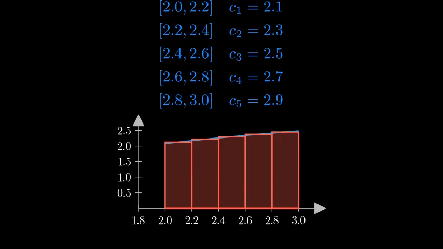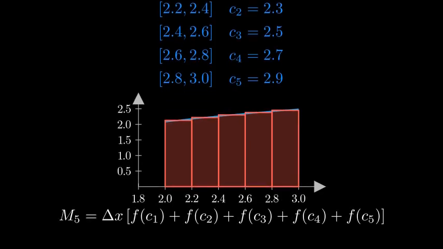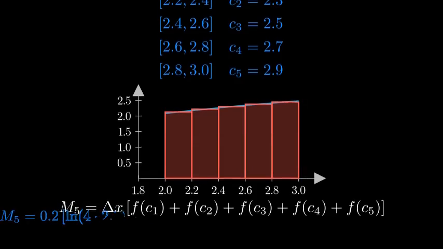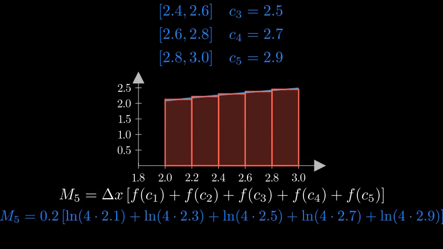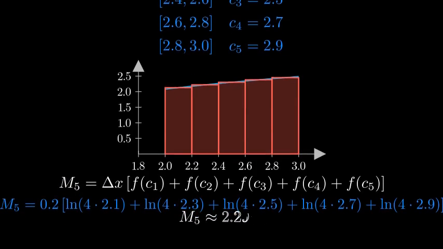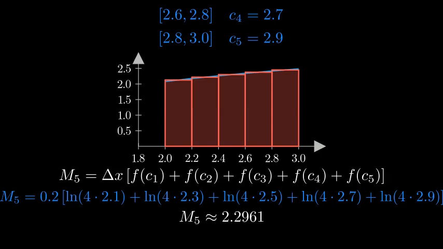The midpoint approximation is delta x times the sum of the function values at the midpoints. Let's write the formula. Now we plug in the specific midpoints and compute the approximation. This becomes 0.2 times the sum of the 5 logarithms. The value is approximately 2.2961.